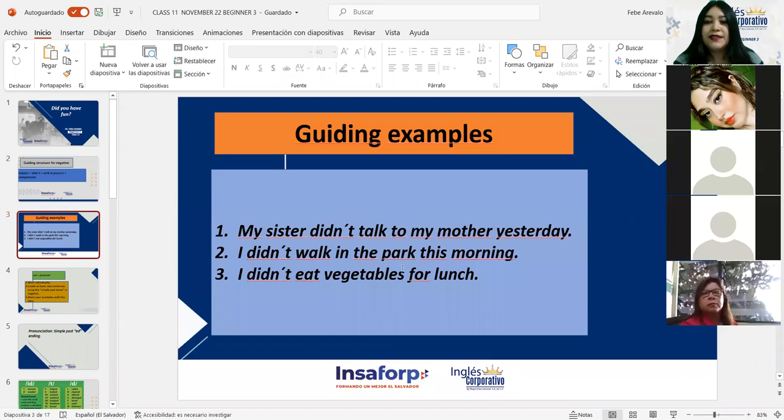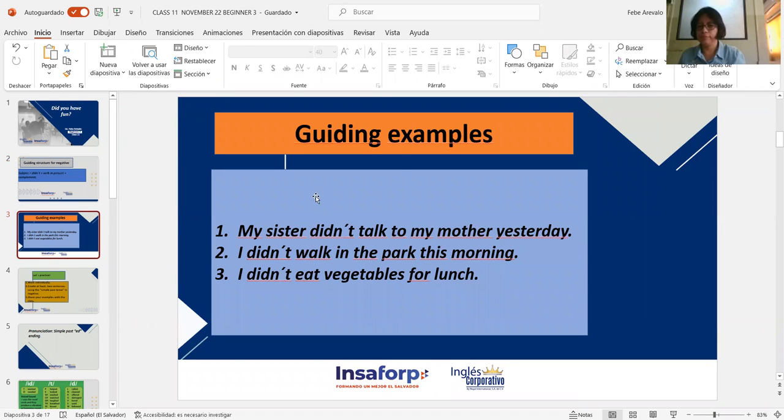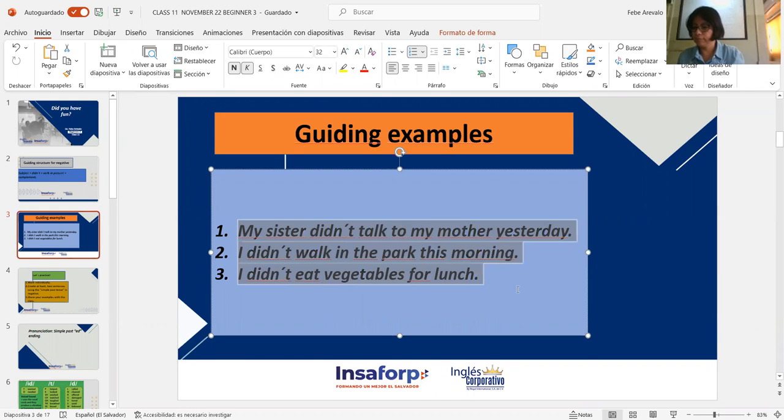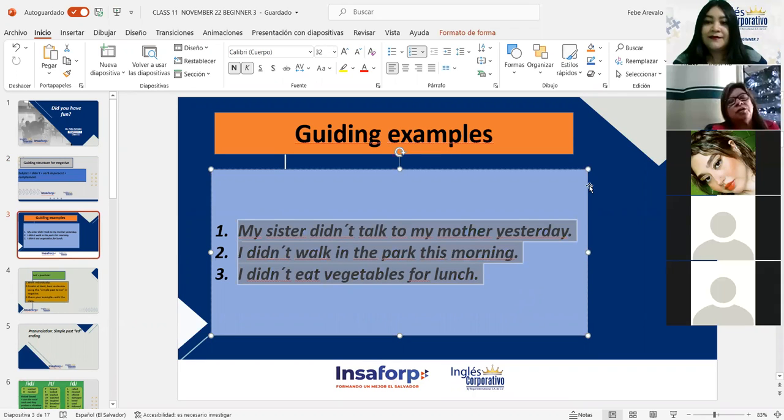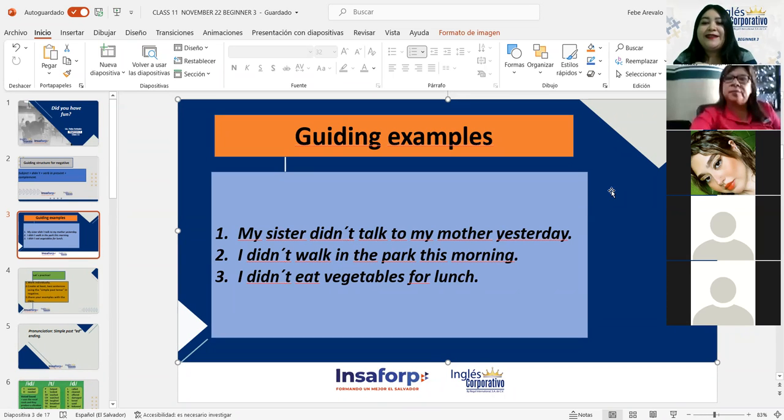Let's go on with the guiding examples. Let's check some of these guiding examples. Patricia Pacheco, can you please tell me the guiding examples? Okay. My sister didn't talk to my mother yesterday. I didn't walk in the park this morning. I didn't eat vegetables for lunch. That's correct. Excellent. Thank you, Patricia.